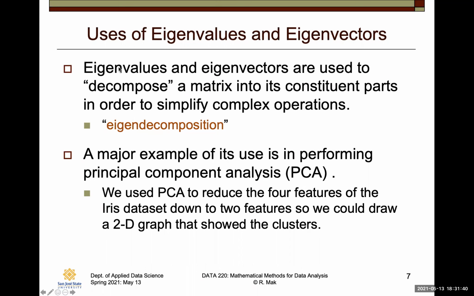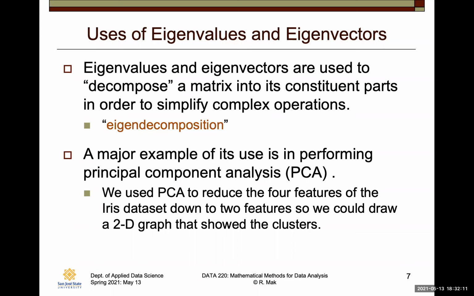Eigen is a German word meaning singular. You might find in the literature the words characteristic value and characteristic vector instead of eigenvalue and eigenvector, but I think the German word is more common. All right. Why would you want to do this? Why do you want to decompose a matrix?